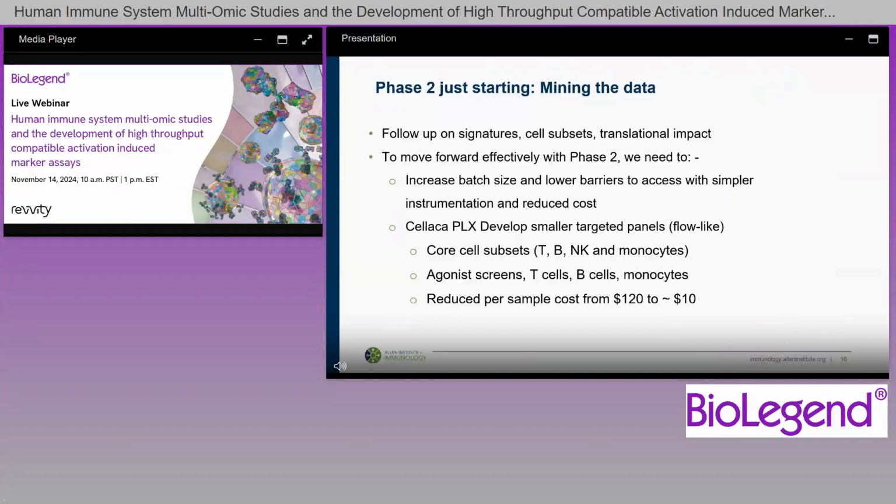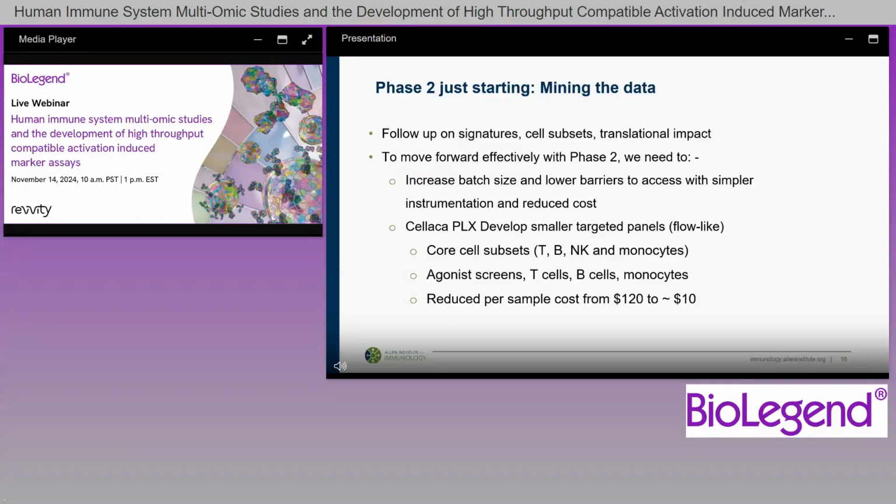So to follow up on the data that we've collected and the signatures and cell subsets that we've discovered, the next phase here is to mine the data. And so we're looking through this, finding subsets and things that look interesting to us, but we need to find a way to do that in a way that is less expensive and more accessible.